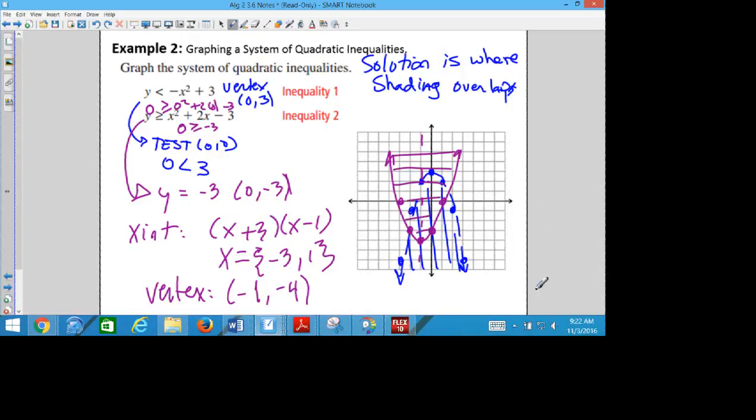Okay. So the solution is where the two overlap. I'm just going to make where the two overlap look a little bit more obvious. So the part that I highlighted, that's where the two overlap. The other two shadings are not part of the answer. It's only where the two overlap. So you might want to shade the first two kind of light, and then shade in dark where the solution is.